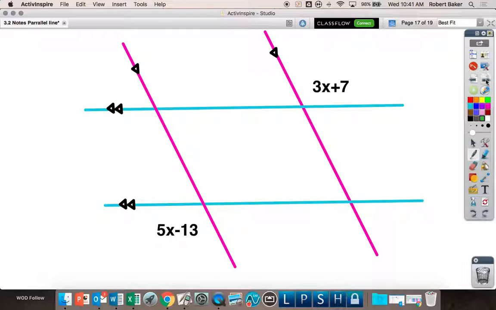So the pink lines are parallel and the blue lines are parallel. So your thought process could look weird. If this angle is 3x plus 7, how big is this angle? The same thing. And I know that's true because they're vertical angles.